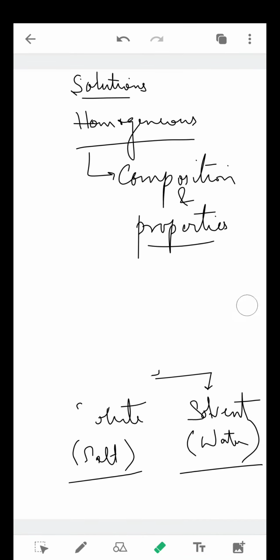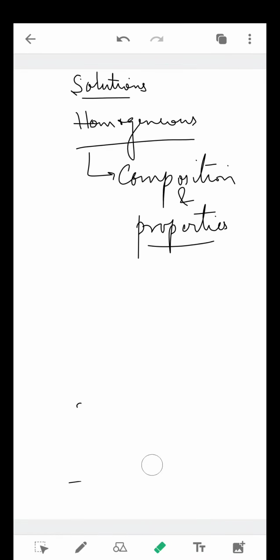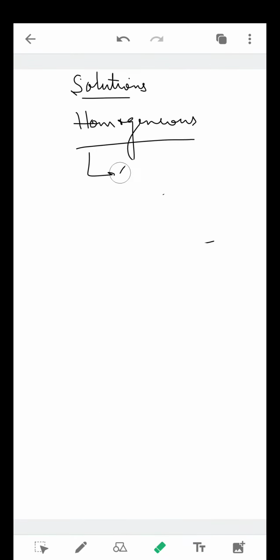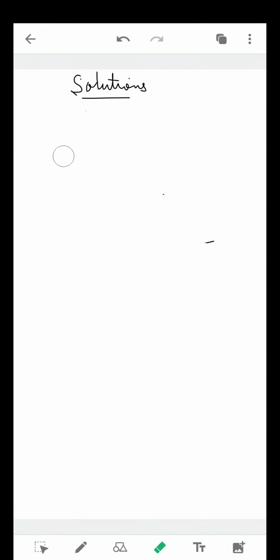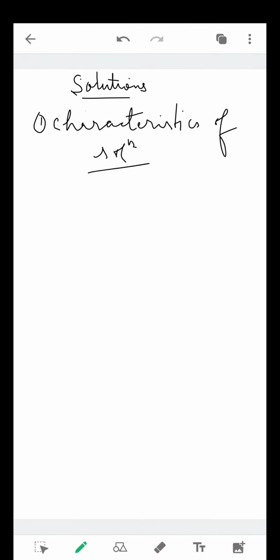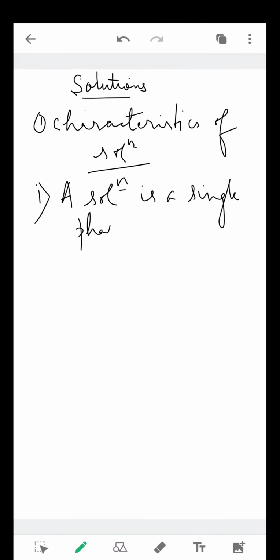Now moving on, let's discuss the characteristics of solution. You should know about all these things before getting into the topic, because these are the introduction part. So let's talk about the characteristics of solution. You must already be knowing all these things, but still just a revision. The first characteristic is a solution is a single phase system.